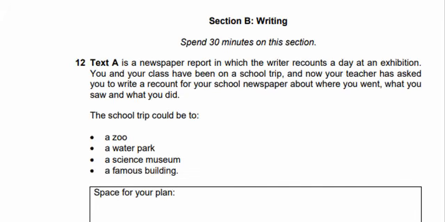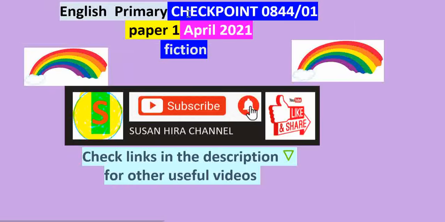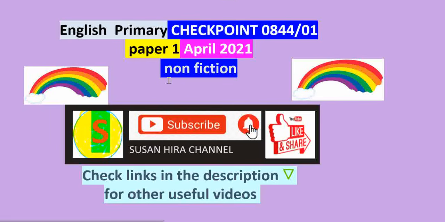Oh, that's all for today. So today we have discussed English Primary Checkpoint with paper code 0844/01 Paper 1 April 2021. It's non-fiction.